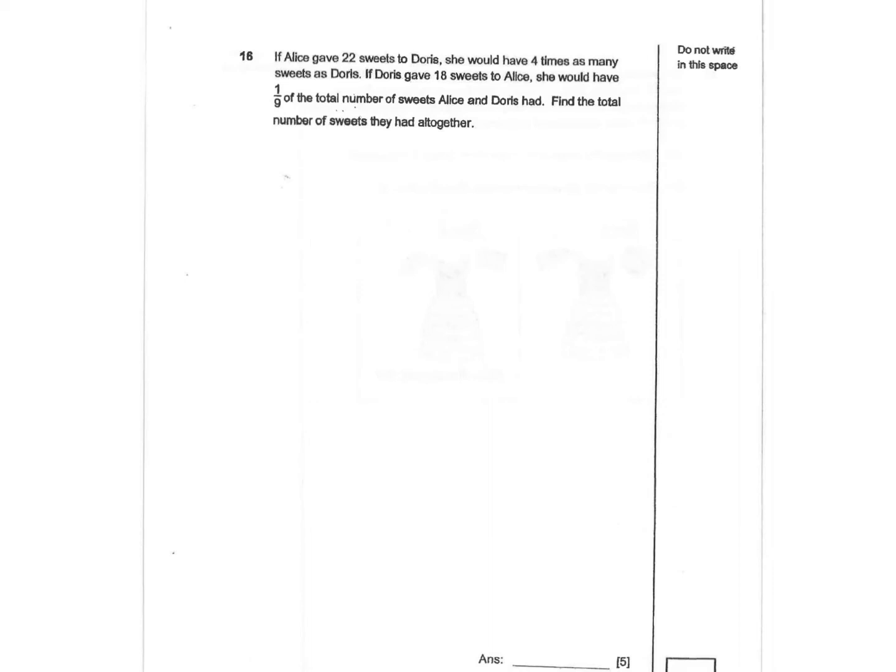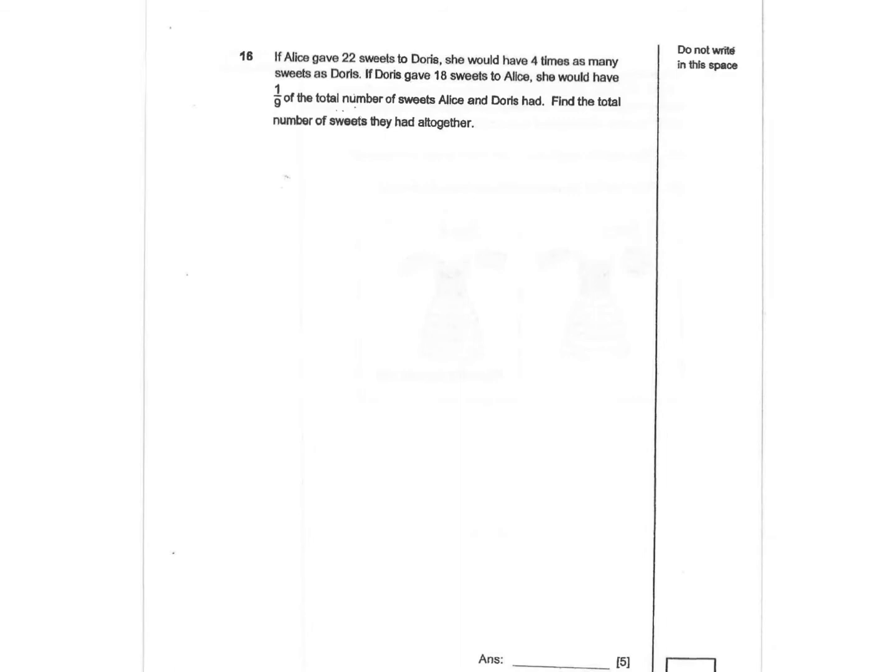Question 16. If Alice gave 22 sweets to Doris, she would have 4 times as many sweets as Doris. If Doris gave 18 sweets to Alice, she would have 1/9 of the total number of sweets Alice and Doris had. Find the total number of sweets they had all together.